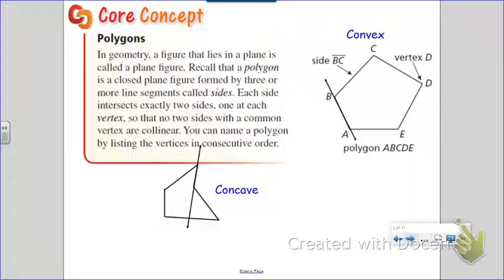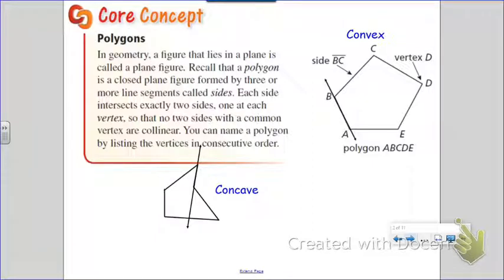For example, this could be named polygon ABCDE. You can start at any vertex you wish and go around the polygon like you're going around a circle to name it, as long as you include each point once. There are sides of a polygon, such as side or segment BC. A vertex is a point, D, where the sides meet.